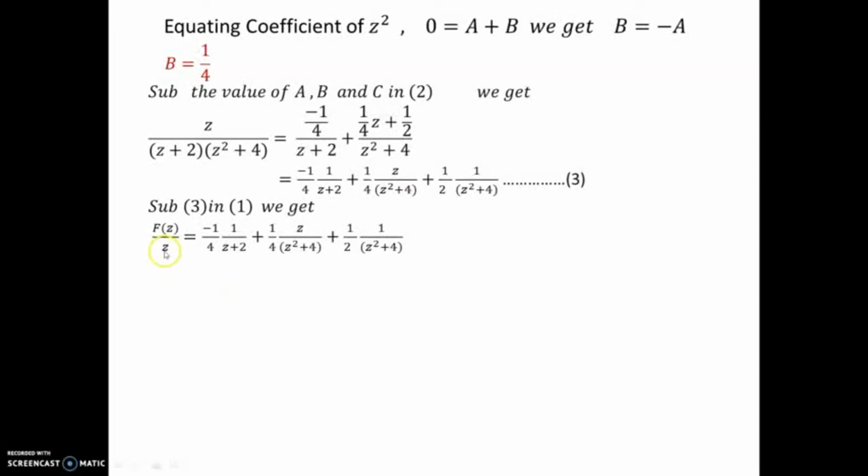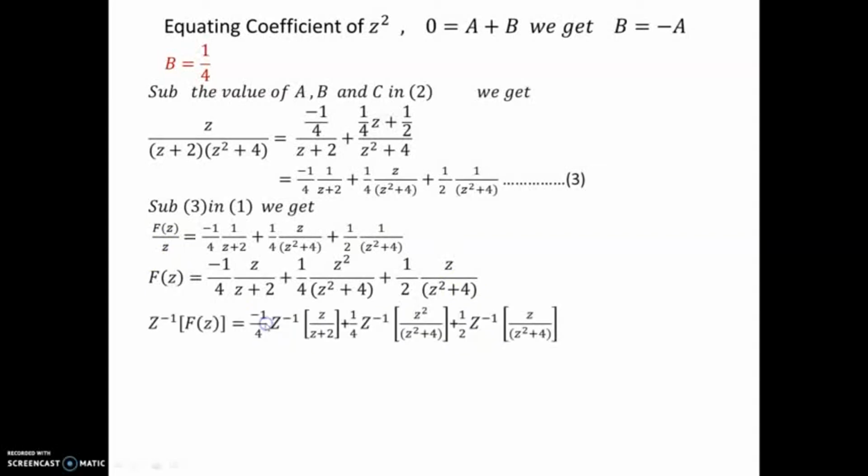So next, to move z to the right hand side in each term, we get f of z equal to minus 1 by 4 z divided by z plus 2 plus 1 by 4 z squared divided by z squared plus 4 plus 1 by 2 z divided by z squared plus 4. Taking inverse z transform on both sides, we get z inverse of f of z equal to minus 1 by 4 z inverse of z by z plus 2 plus 1 by 4 z inverse of z squared by z squared plus 4 plus 1 by 2 z inverse of z by z squared plus 4. So these three functions are elementary functions.